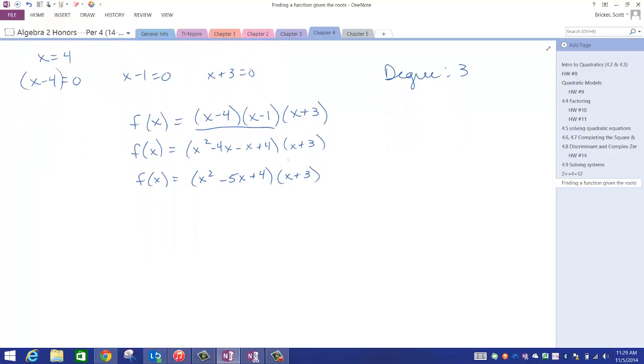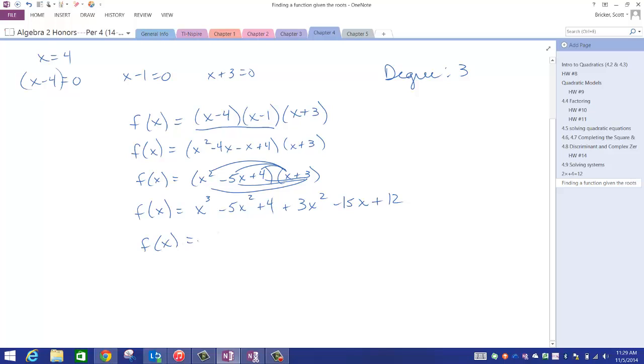Now, going just a little bit further, I'm going to take the x in this binomial and times it by every member of the trinomial. So expanding further, I get x cubed minus 5x squared plus 4x. And similarly, I'll take 3 times every member of this trinomial. So I get plus 3x squared minus 15x plus 12. And now my last step to define my function is just to add the like terms. So my final function, f of x, is equal to x cubed minus 2x squared.